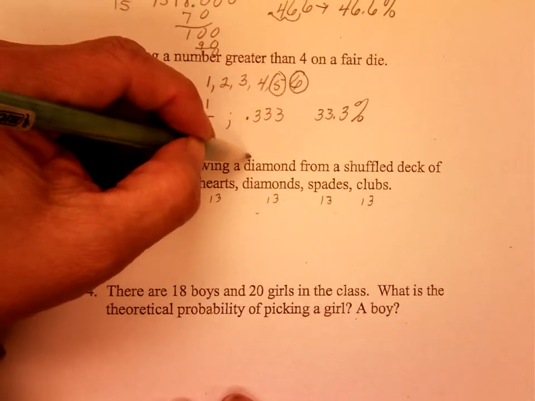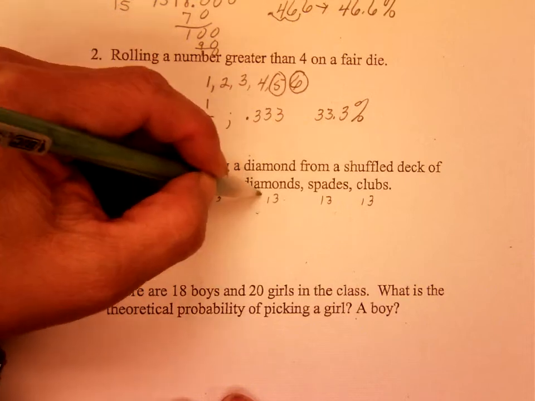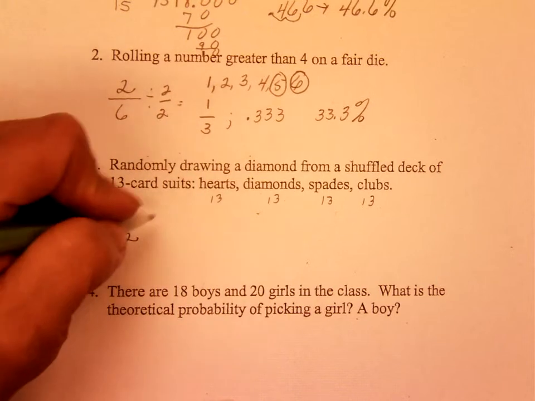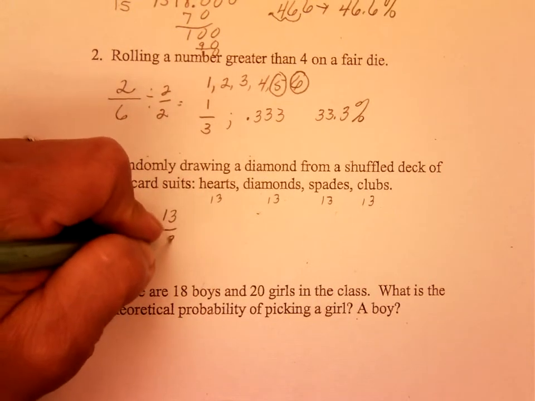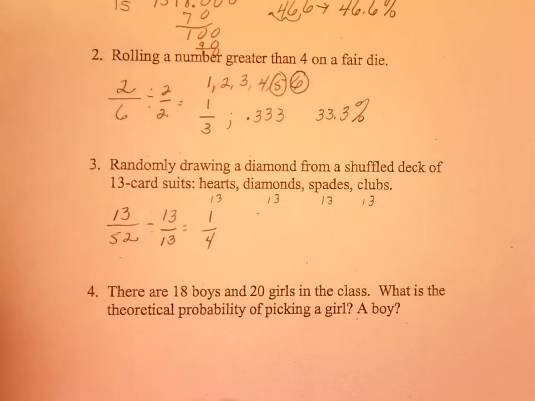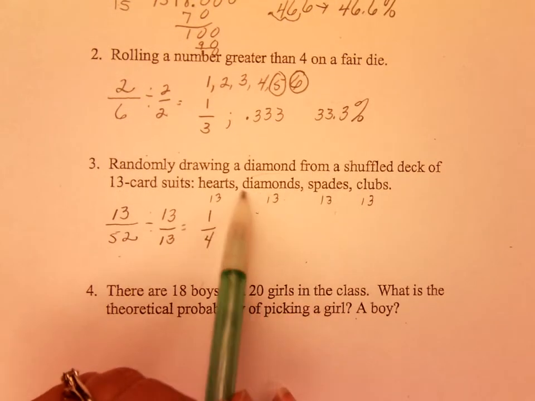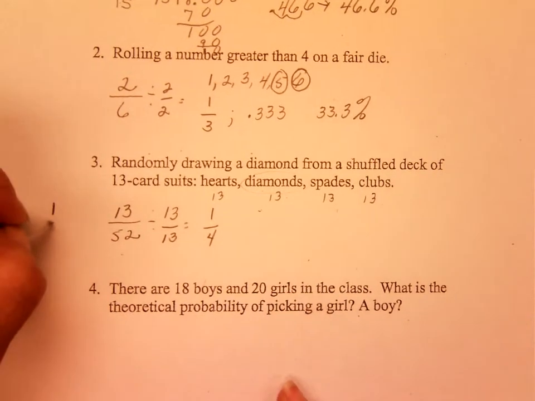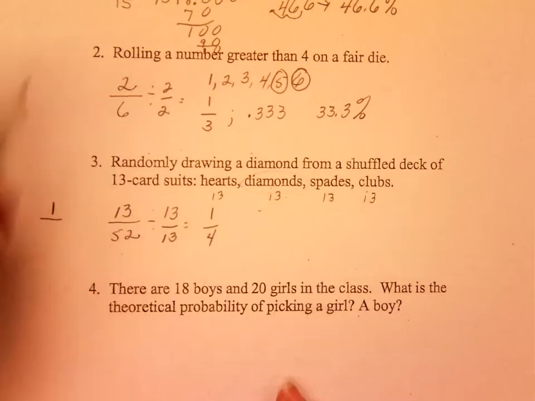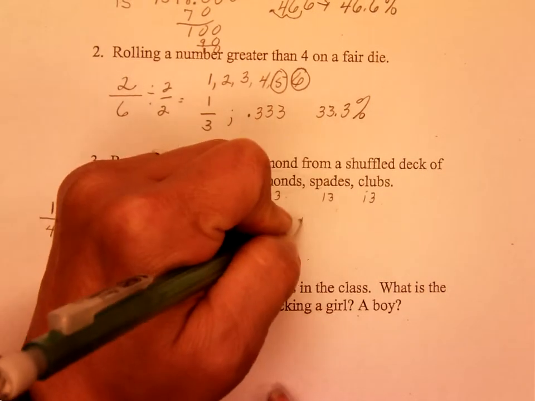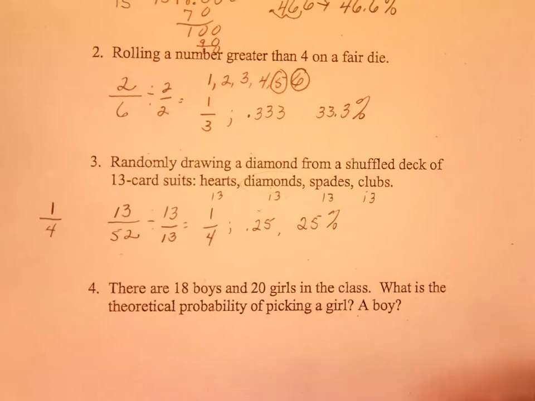And how many diamonds are in a deck of cards? Well, we said it was 13. This can be reduced, divide top and bottom by 13, and you get the answer of 1/4. Now, you could have done it that way, or what you could have done was say there's diamonds, you say 1, and there's 4 different suits, and you get 1/4. Okay, 1/4 you should know as decimal is 0.25, and percent is 25%.